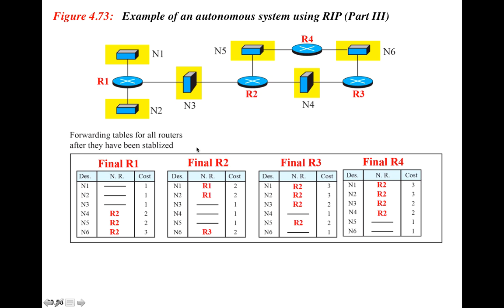So this is the final table that we have for R1, R2, R3, and R4. If you look at R2, destination N1, the next router we need to refer to is R1, and the number of hops is 1, 2. Similarly, if we want to go from R2 to N6, then we go through R3, and the number of hops is 1 and 2. Okay, this is how you're working on this.